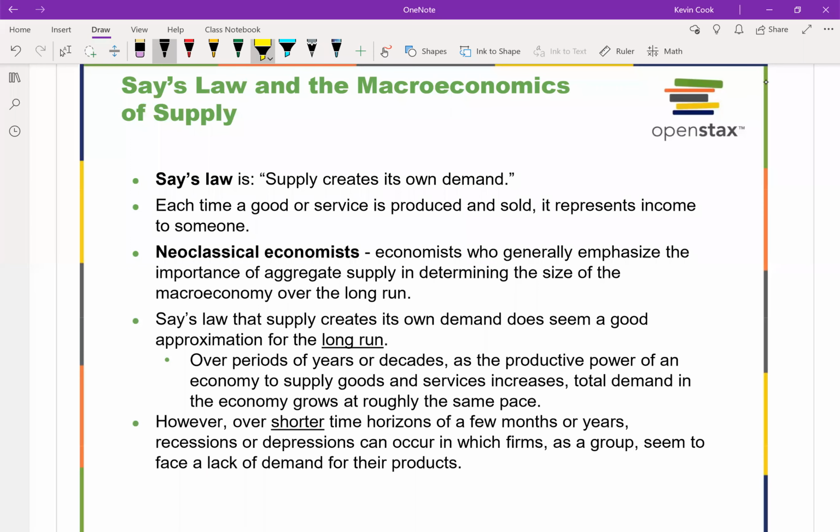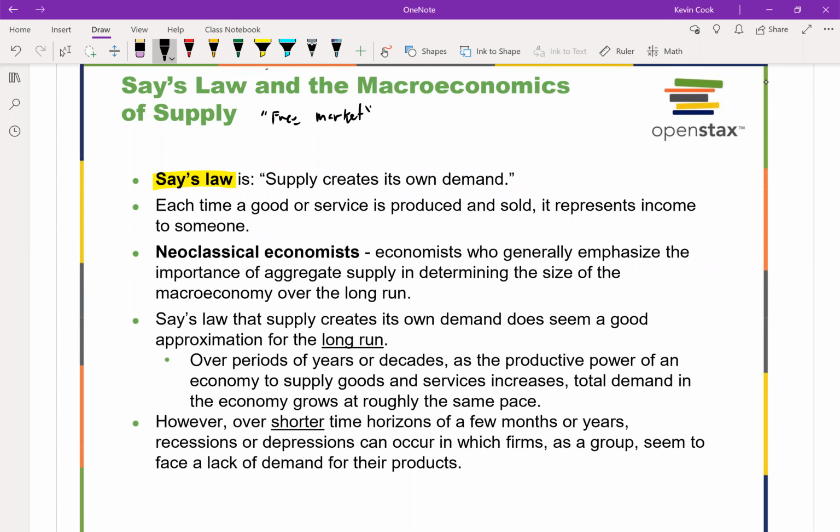And this supply side is more of your free market economics. So free market, let the market do its thing, you'll be happy. What we're getting into is this idea called Say's law, and what this says basically is that supply creates its own demand.